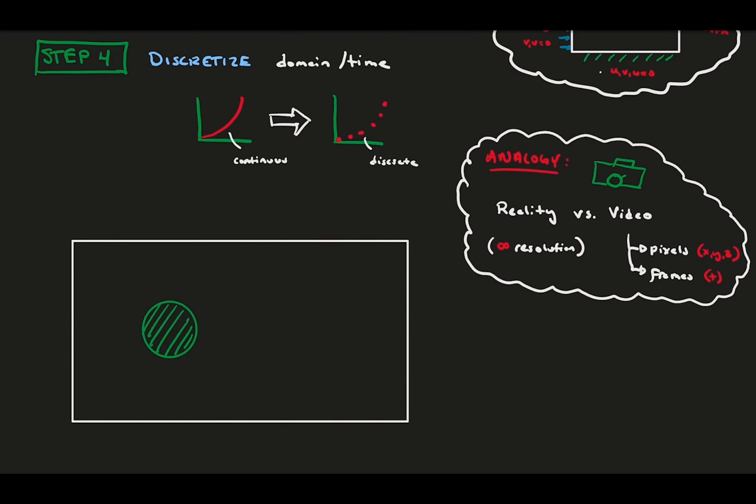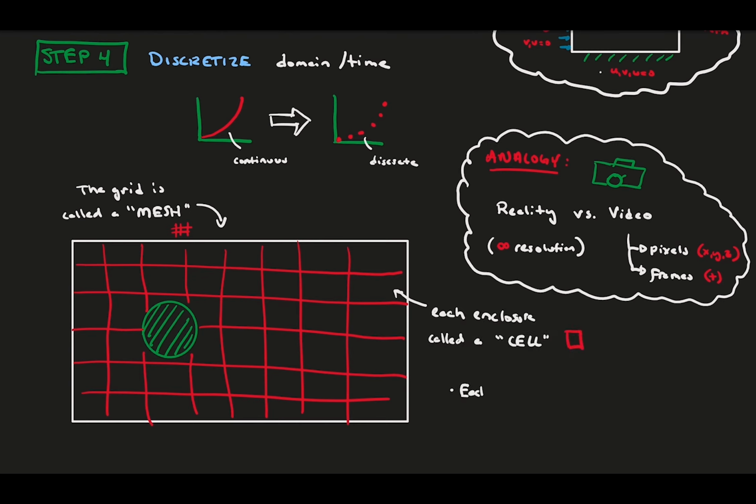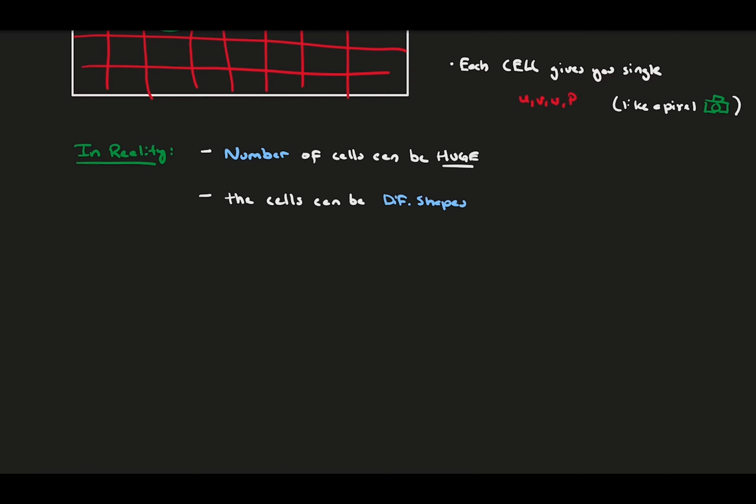This can be as simple as just dividing our domain up into a grid, which in CFD is commonly referred to as meshing. Each grid point is called a cell, and each cell gives you a single value for u, v, w, and p at a certain time, much like the pixel of an image. In reality, meshing is an extremely complex and sensitive aspect of running simulations. Typically, the number of cells is huge, like in the millions. And although we can draw a very simple grid here, they are often different shapes, including rectangular, triangular, pentagons, etc.